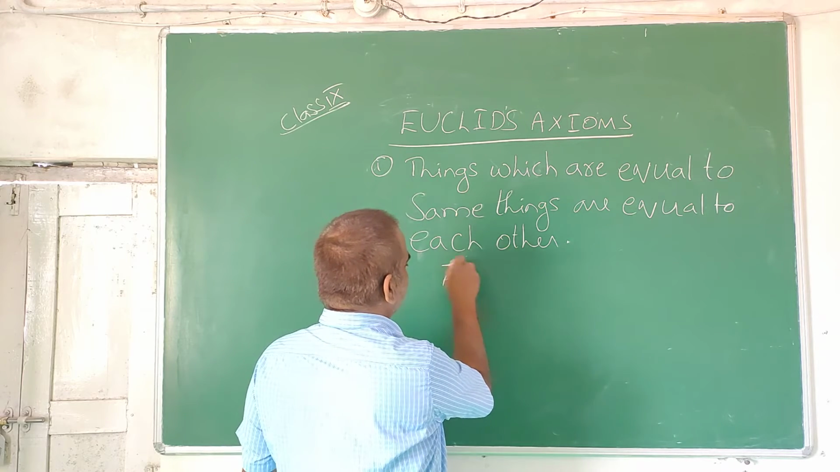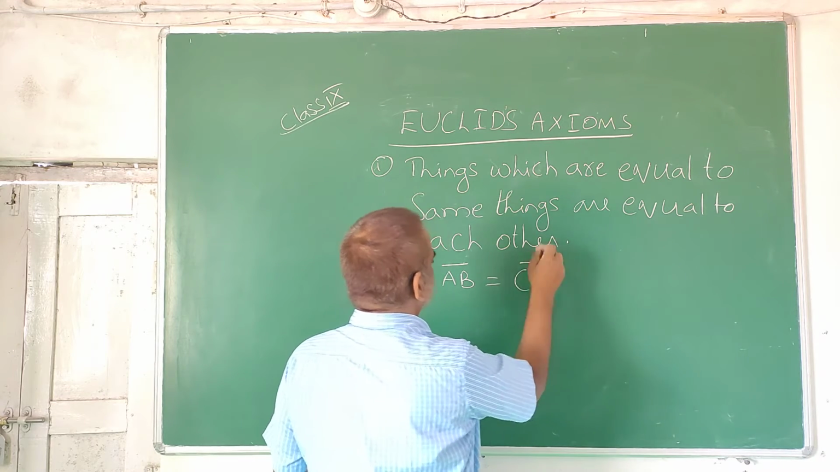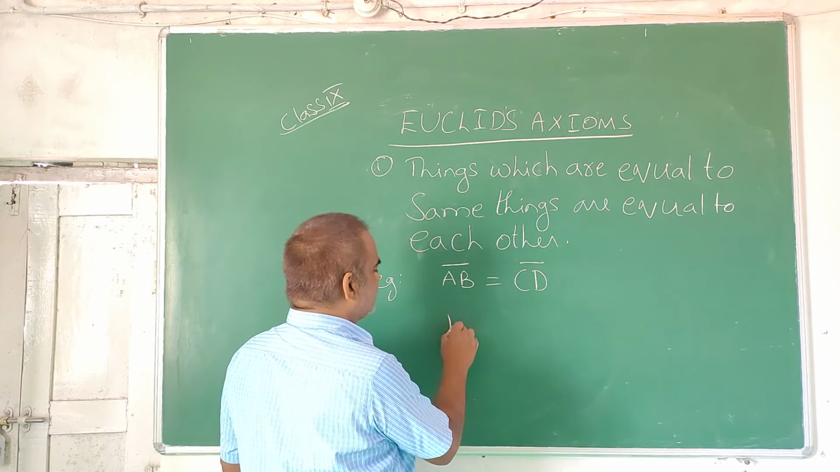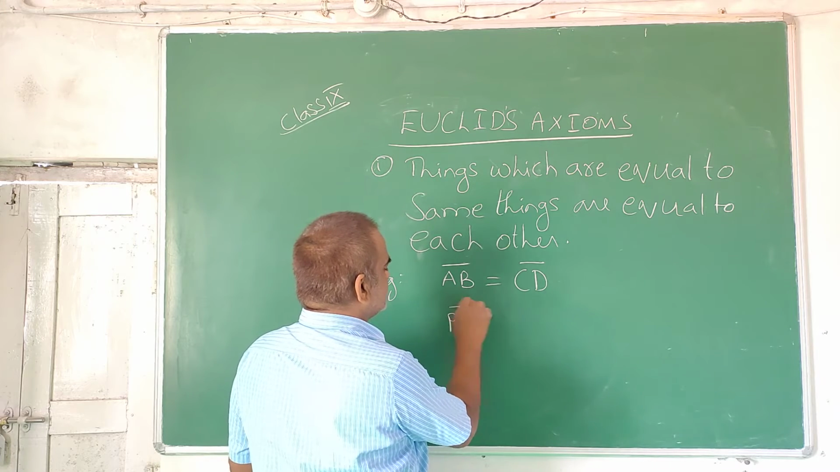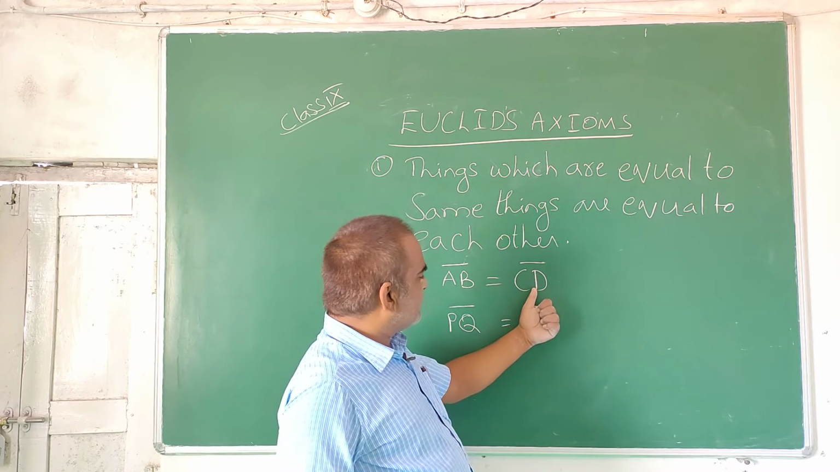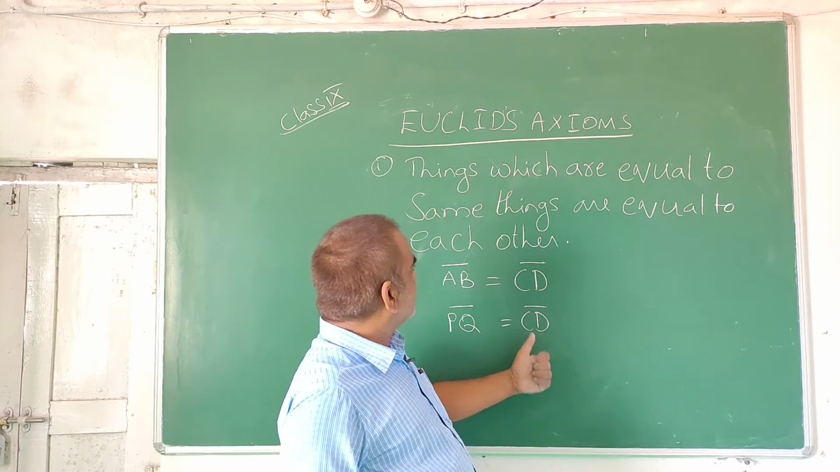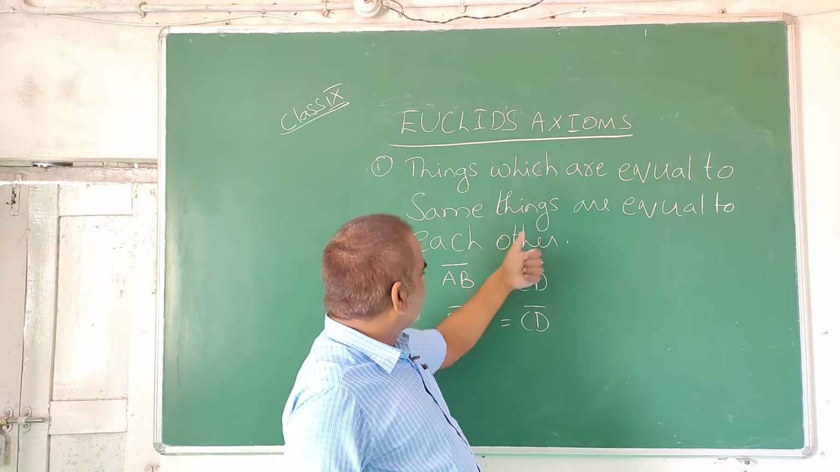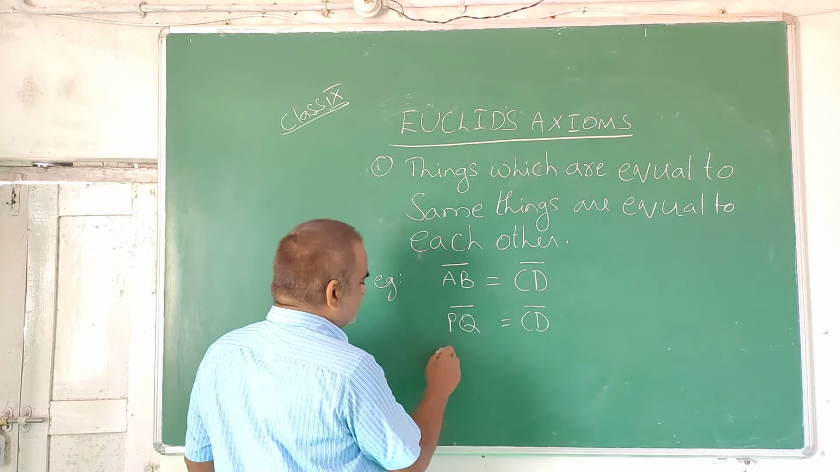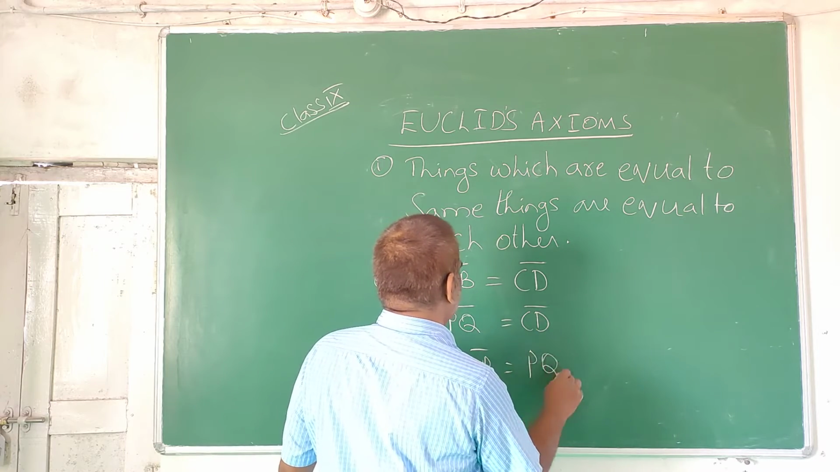Suppose line segment AB is equal to line segment CD. And suppose line segment PQ is equal to line segment CD. So the length of AB is equal to the length of CD, and the length of PQ is also equal to the length of CD. So these two are equal to the same thing, then these two are equal to each other. Therefore, by Euclid's first axiom, line segment AB will be equal to line segment PQ.